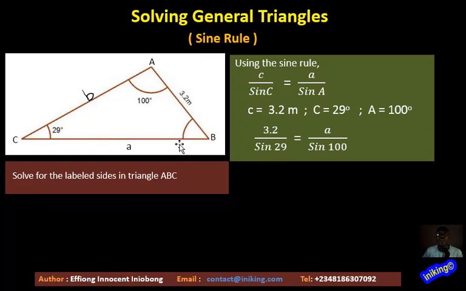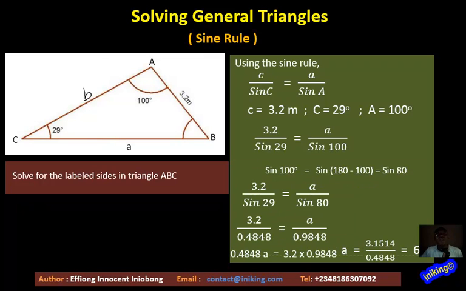So there we have 3.2 divided by sine of 29 equals A all over sine of 100. We find the value of sine 100. Sine 100, which is the same thing as sine 80, will give us 0.9848. And then here we have 3.2 divided by sine 29, which is 0.4848. Of course, we cross multiply there to solve for A, and our A comes out as 6.5. So that's it for A. Next, I go straight to look for the other labeled side, B.